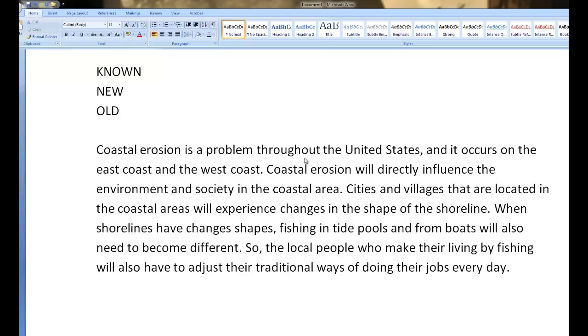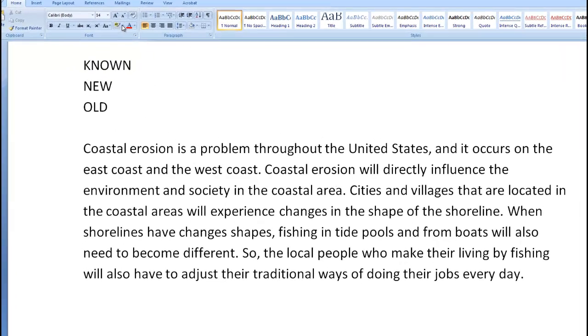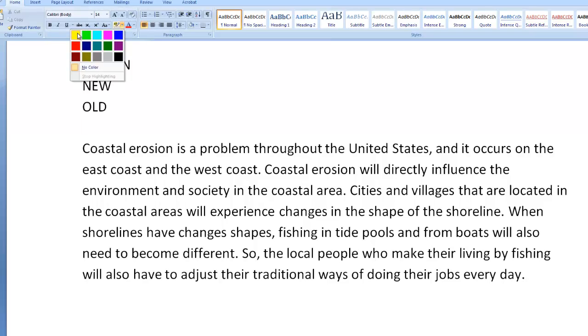We're going to have a look at a sample paragraph and see what kind of pattern it ends up having as far as known, new, and old information. When I'm doing this, the first thing that I like to do is make myself a key. That way I can remember which color I assign to which types of information. At the top you can see I've typed known, new, and old, and I'm going to go ahead and assign each of them a highlighted color.